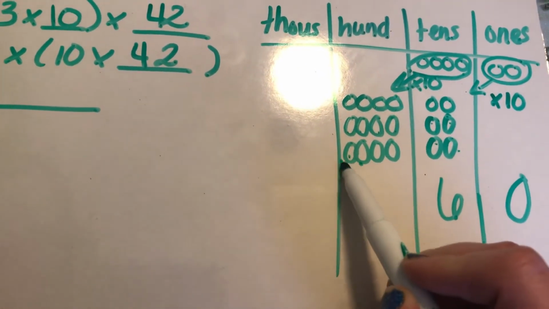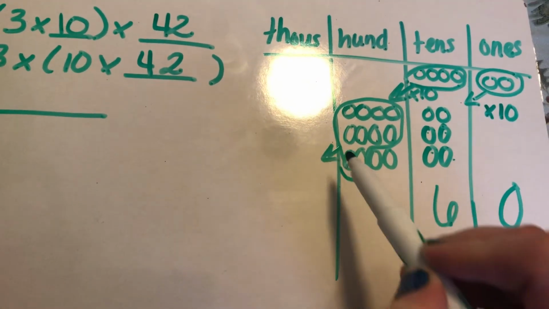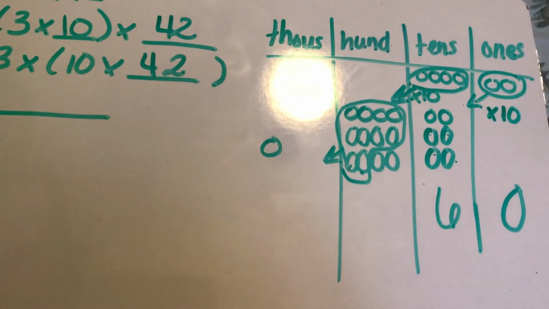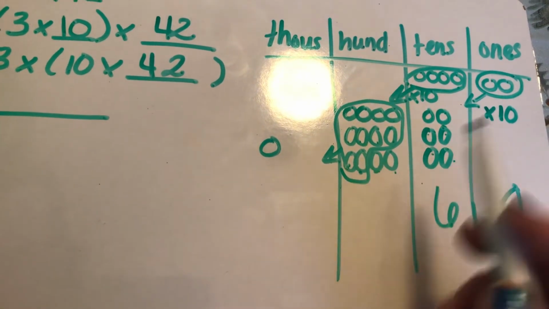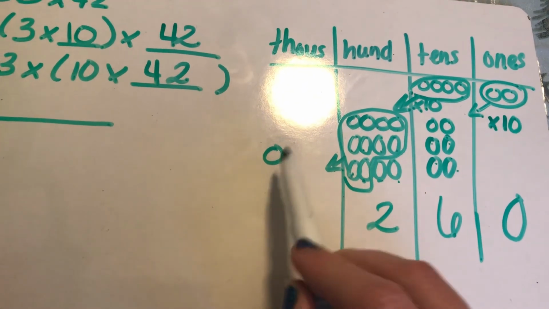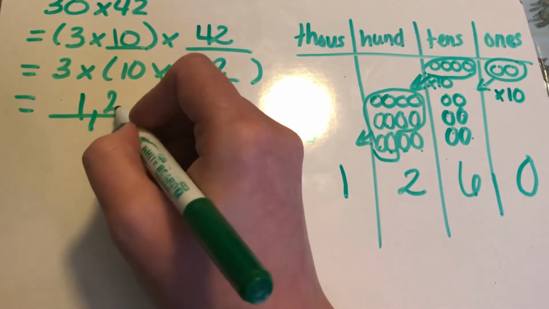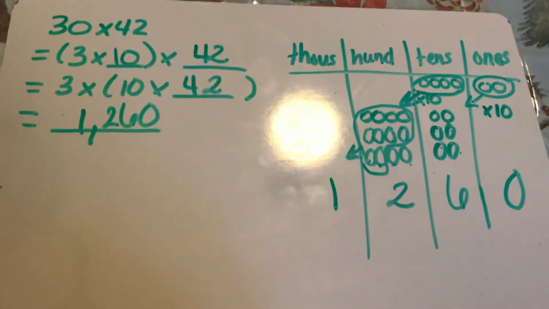Oh, I need to circle that because I know 10 hundreds is actually 1,000. And now I have 2 hundreds. So I'm going to write the 2, go over here to my thousands place and write that 1. My answer would be 1,260.